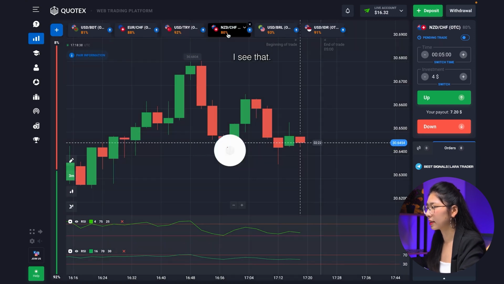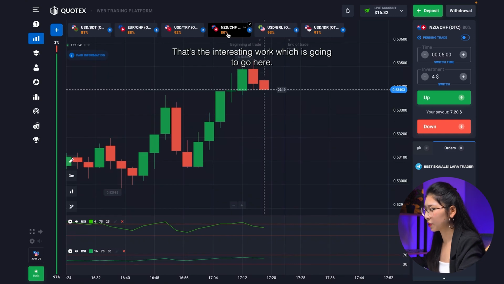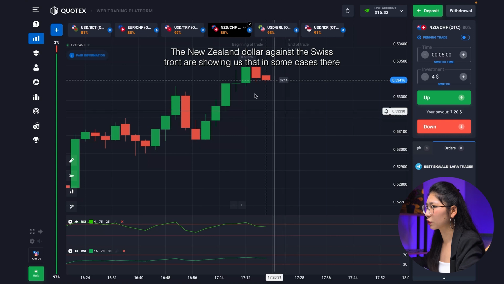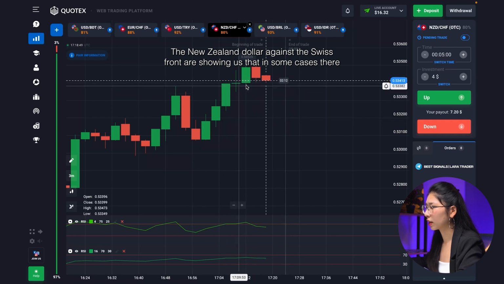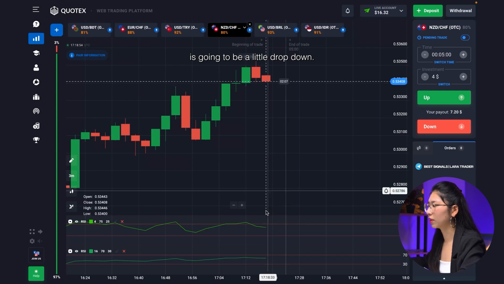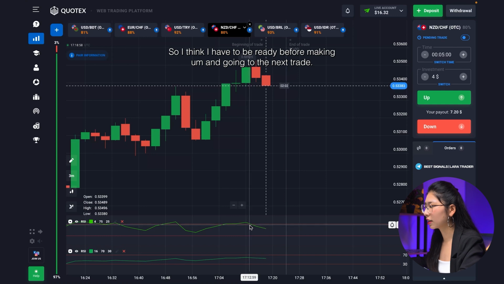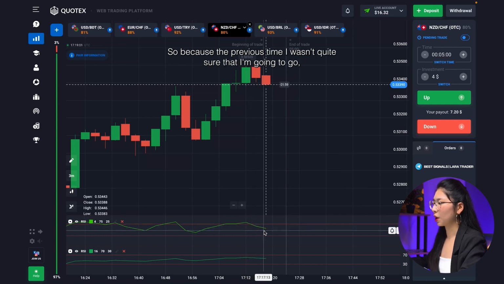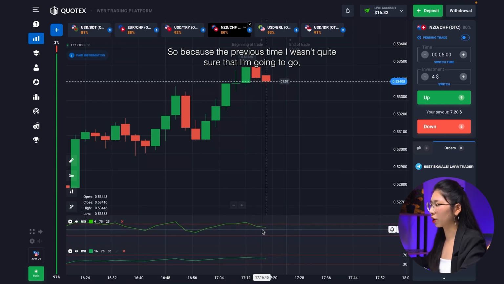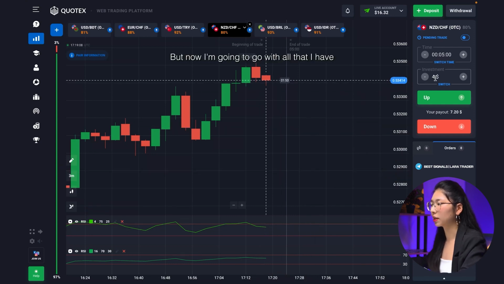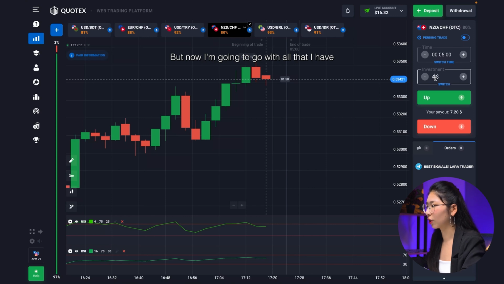And I see that, okay, that's the interesting work, which is going to go here as the New Zealand dollar and against the Swiss franc, are showing us that in some cases there is going to be a little drop down, and I think I have to be ready before going to the next trade. Because the previous time I wasn't quite sure that I'm going to go, and then I had really not a great investment, but now I'm going to go with all that I have.